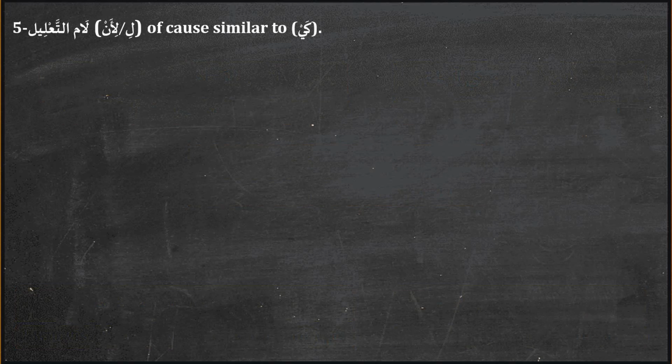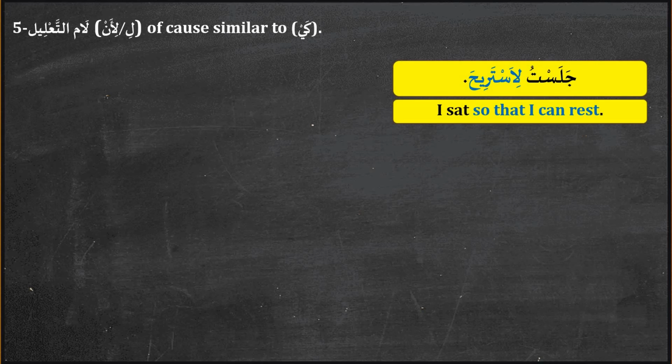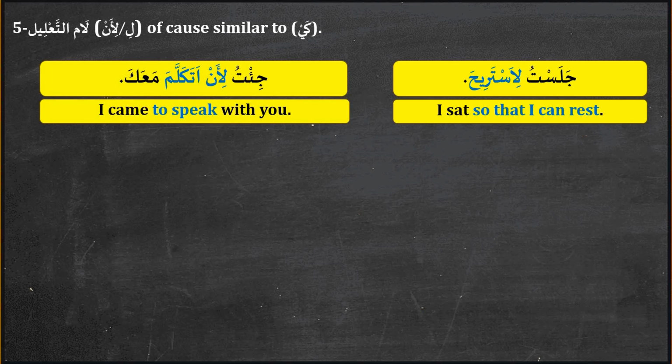The next particle لام التعليل, li, of course similar to ki. It can come as لي or لأن. جلست لأستريح. I sat to rest. I sat so that I can rest. جئت لأتكلم معك. I came to speak with you. لي or لأن meaning same.